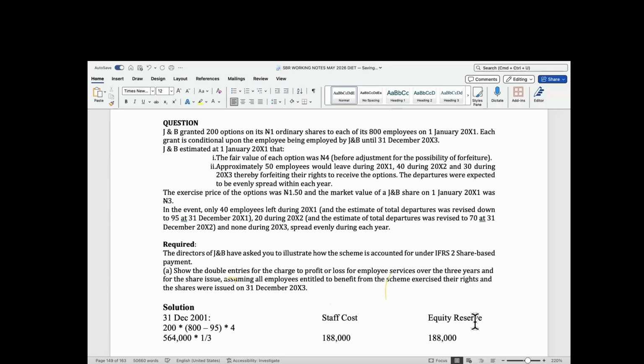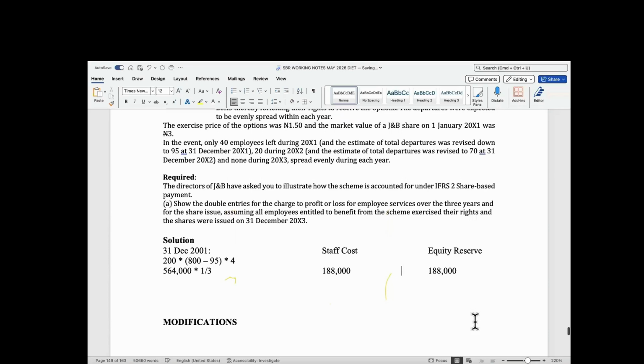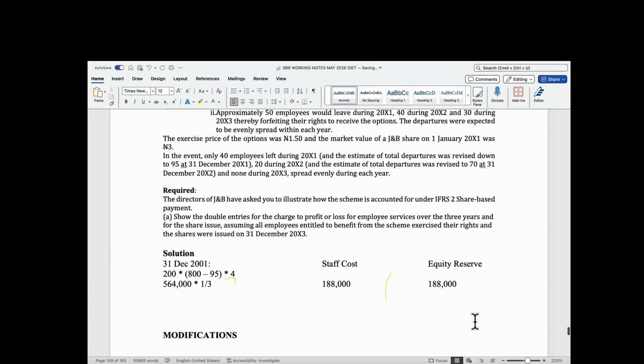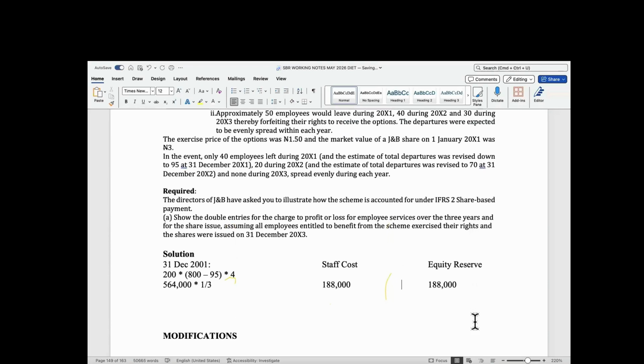Sorry, I wanted to ask you a question. This exercise price, is it the price at which employees are allowed to buy the shares? So it's not related to what we are doing here. Yes, it's not related to it at all.